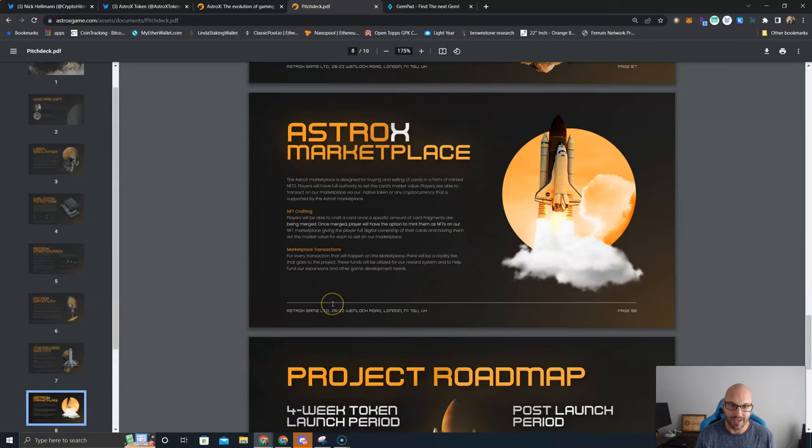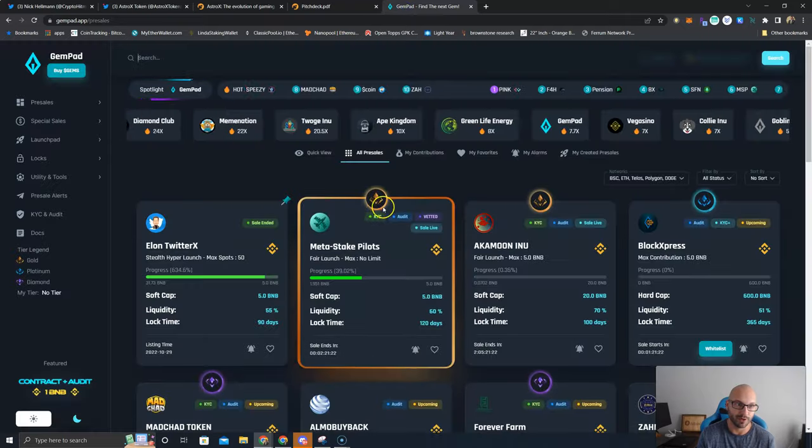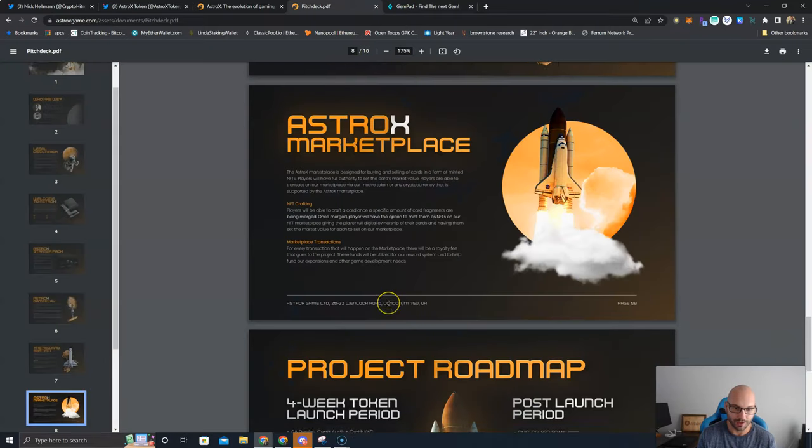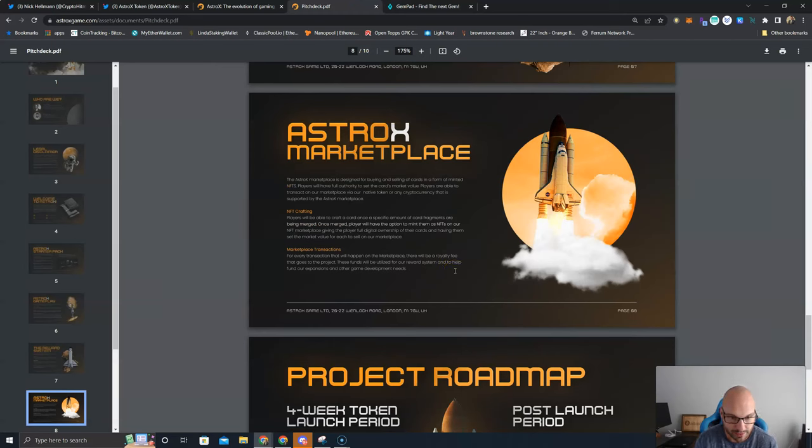But I noticed this. AstroX Marketplace. So they're not only going to be a game, they're also going to be a launch pad in themselves. So kind of like Gempad where they're going to be listed on. They're going to do that. But also they are going to have a marketplace for NFTs. Players will be able to craft a card once a specific amount of card fragments are being merged. Once merged, player will have the option to mint them as an NFT on our NFT marketplace, giving the player full digital ownership of the cards and having them set the market value of each to sell on our marketplace. I'm assuming this marketplace will have a fee associated with it, and it probably will be in the ATX token, giving it yet another utility.